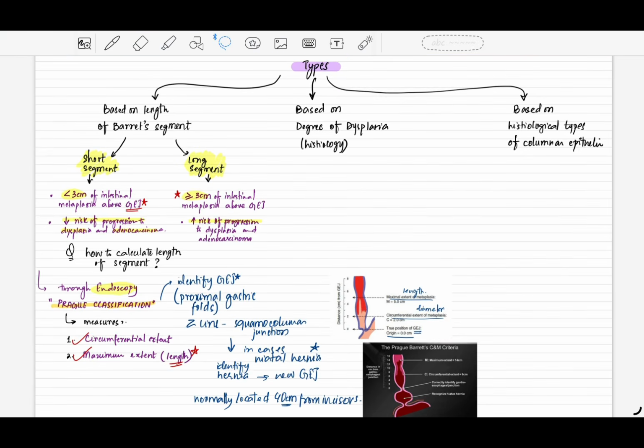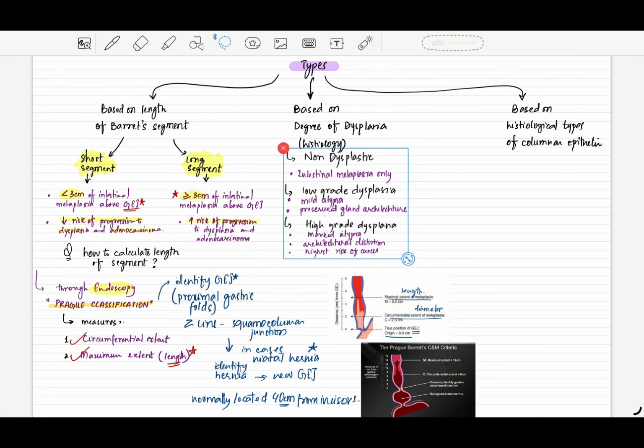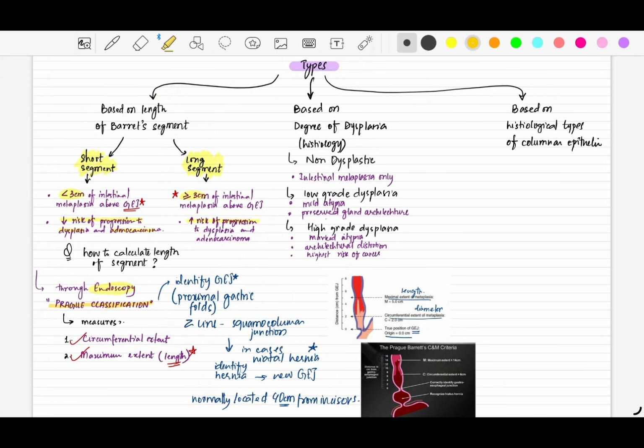Now let's discuss the second type of classification, which is based on degree of dysplasia. We've already discussed this, but just as a quick revision, it could be non-dysplastic with intestinal metaplasia only. It could be low-grade dysplasia that shows mild atypia with a preserved glandular architecture, or it can be a high-grade dysplasia with marked atypia, glandular distortion, and highest risk of cancer. We've already discussed features of dysplasia in the previous slide.